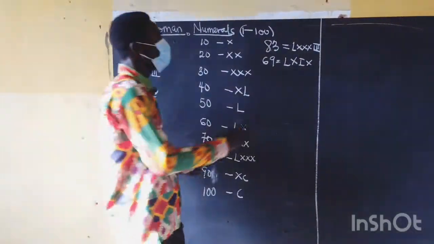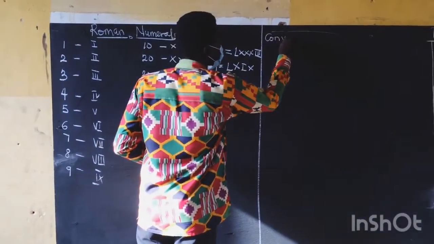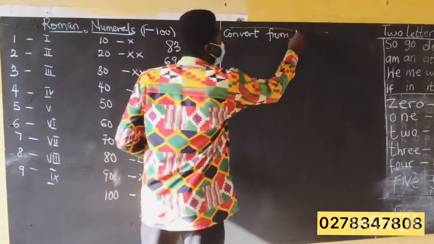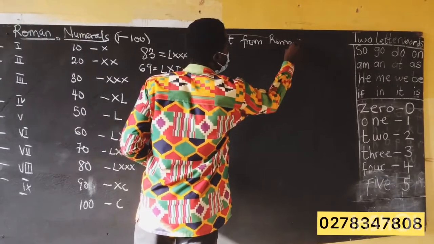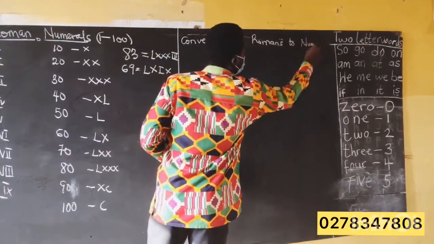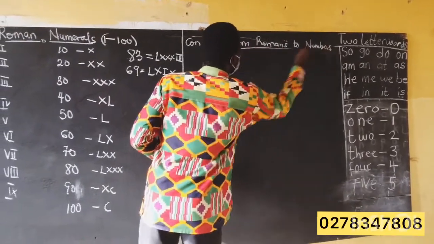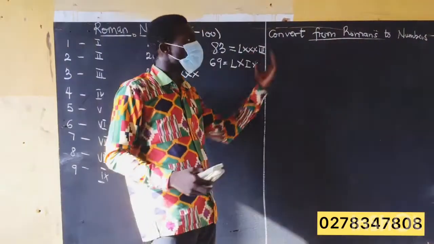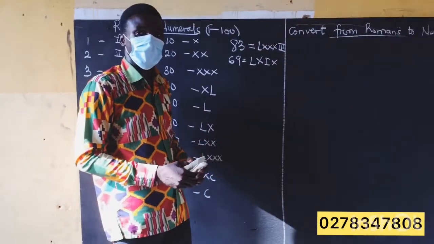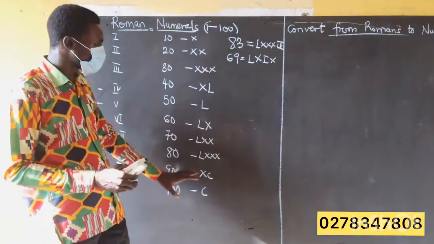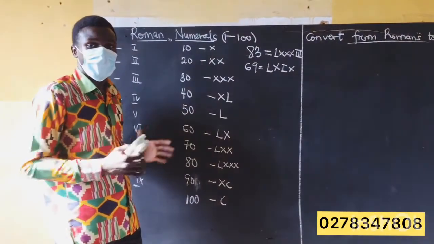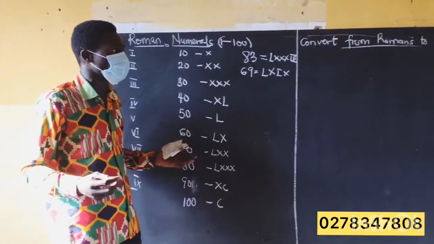Today we want to look at how to convert from Roman numerals to numbers. Last week we did from numbers to Roman numerals. Today we want to look at from Roman numerals to numbers. Now, because we know the main charts in these Roman numerals, it's going to be easy for us.